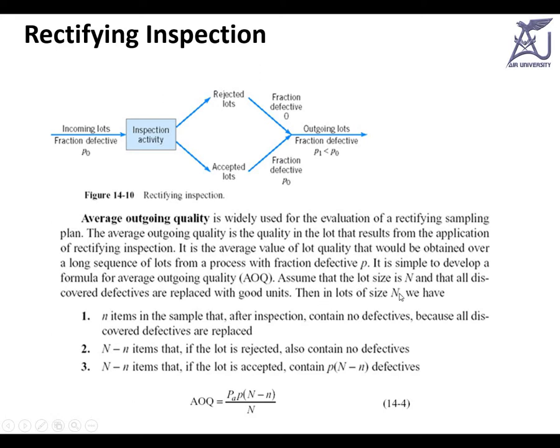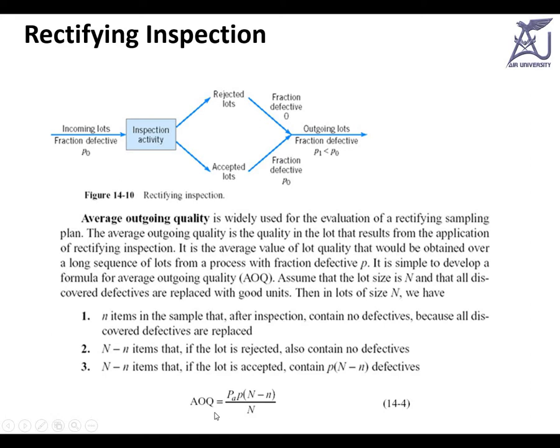Then in the lot of size N, we have n items in the sample that, after inspection, contain no defectives, because all the discovered defectives have been replaced. Similarly, N minus n items, if the lot is rejected, also contain no defectives. And N minus n items, if the lot is accepted, contain how much defective? That is p multiplied by N minus n.